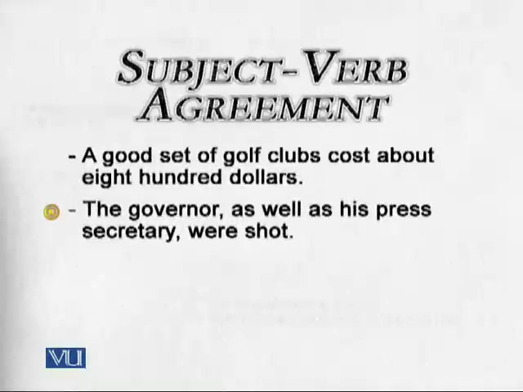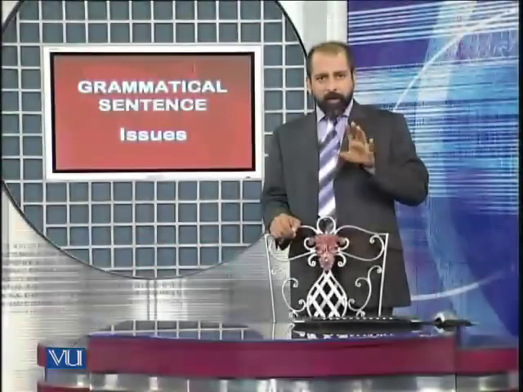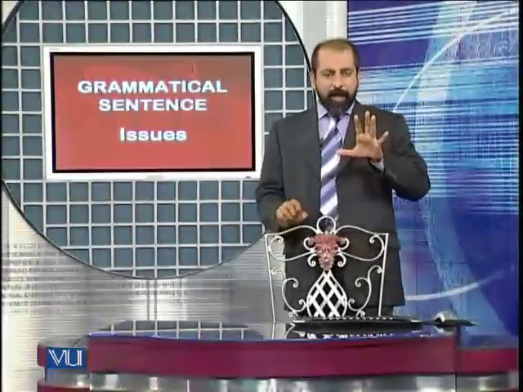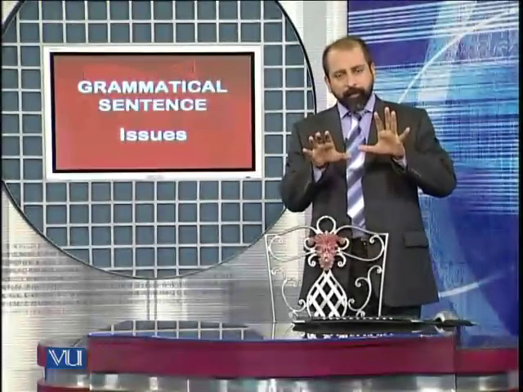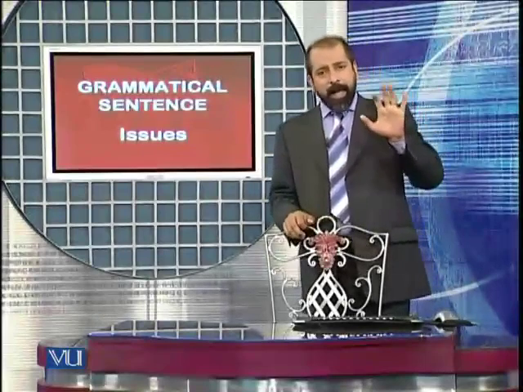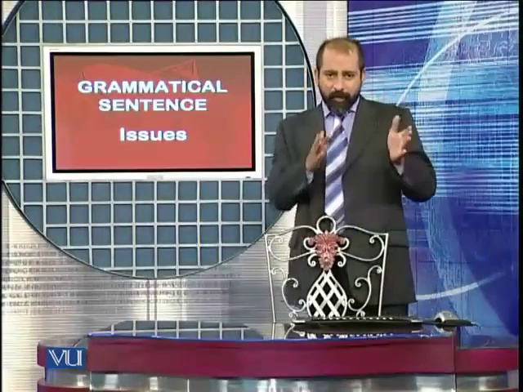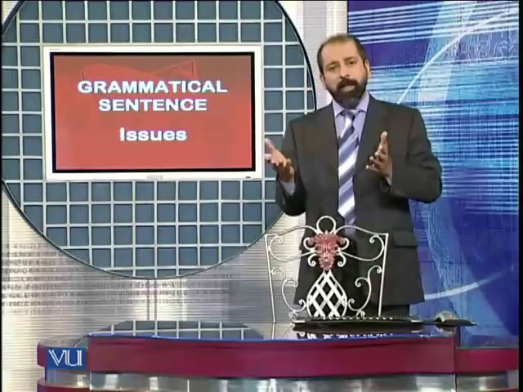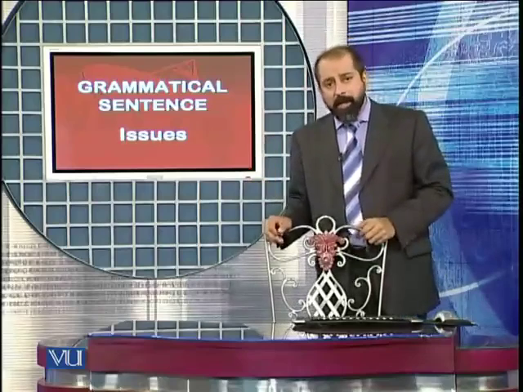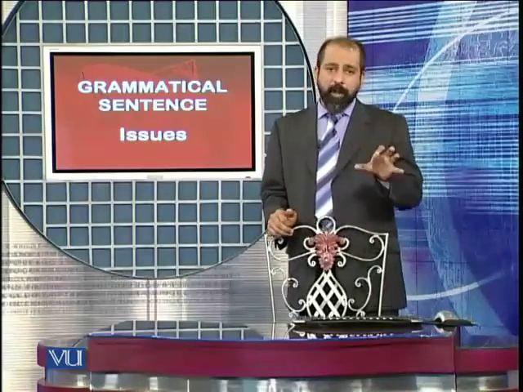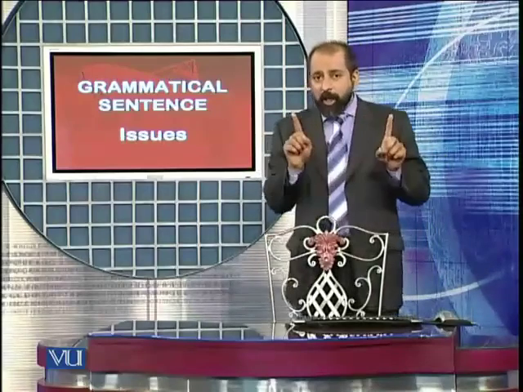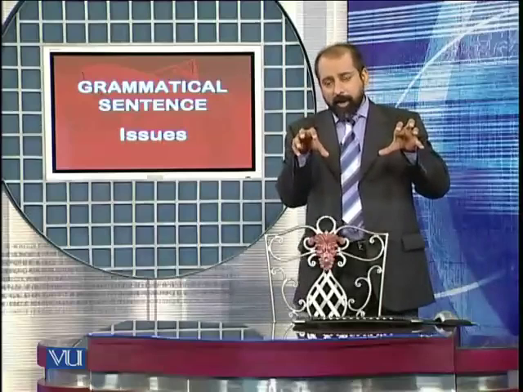One more example. The governor as well as his press secretary were shot. Now, in this example, the subject is the governor, okay? And as well as actually means along with. So we are not saying the governor and his press secretary. Had it been this way, then fine. I mean, were would have been all right. But here what we are saying is the focus is on the governor, not on both actually. There is no equal focus on the governor and the press secretary.